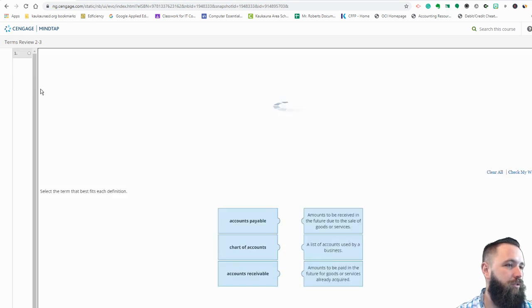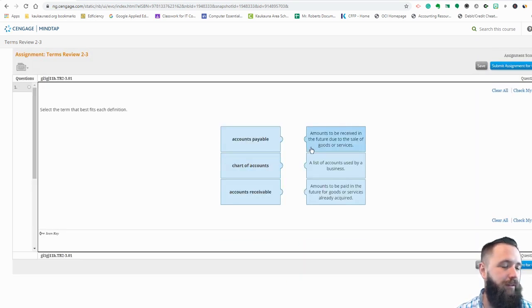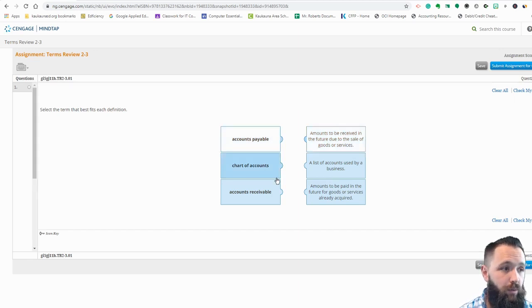Because there were only 2 or 3 different ones here. So, amounts to be received in the future due to the sale of goods or services. Now remember, always put yourself in the position of the business, okay? If my business sells something and somebody's going to pay me back later, that's an accounts receivable.